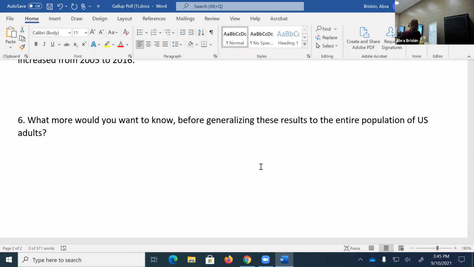The age range: was the sample taken from the range of all US adults, or did they just survey people between 25 and 40 or something? Yeah, what else? Okay. Location: if they just did the survey in Wisconsin, then those results might not generalize to other states. Other thoughts? Any? It's kind of like location, but like if it's people who live in urban.